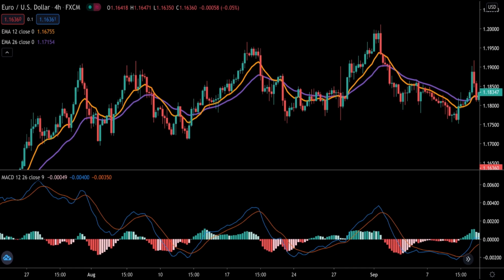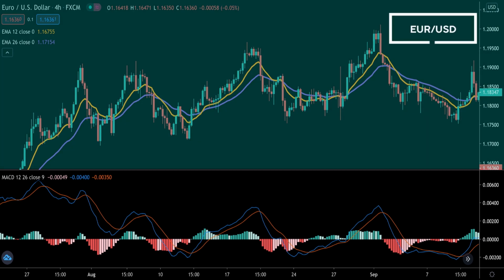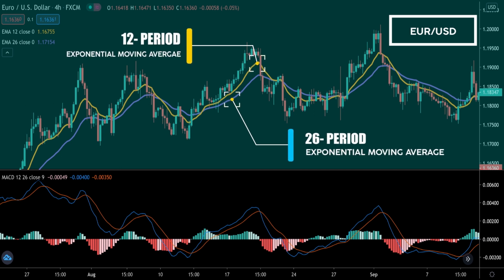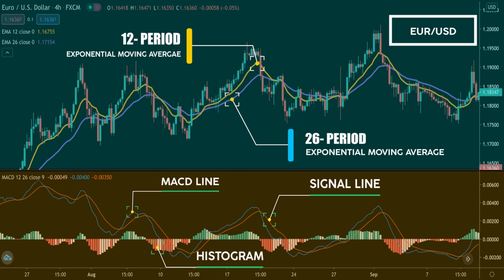This chart shows the relationship between the two moving averages and the MACD for Euro-Dollar. The top portion of the chart shows the Euro-Dollar price over time, along with the 12 and 26 exponential moving average applied to the chart. Over at the bottom, we have the MACD line, the signal line, and the zero line.